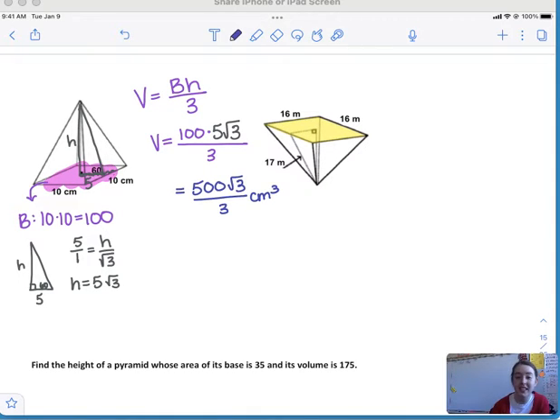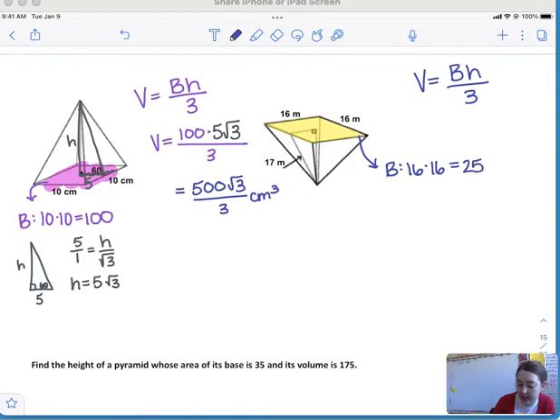Okay, let's take a look at this next one. So volume is area of the base times the height divided by 3 for a pyramid. Our base here is a rectangle, or I'm sorry, a square. So we can take 16 times 16 to get its area, and that's going to be 256.